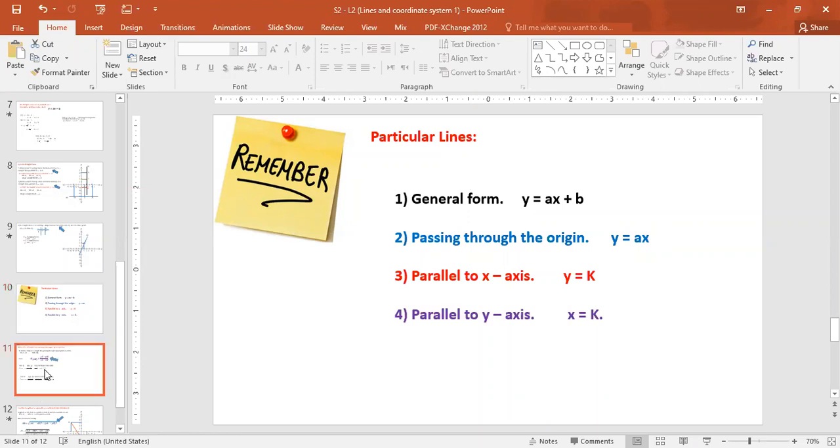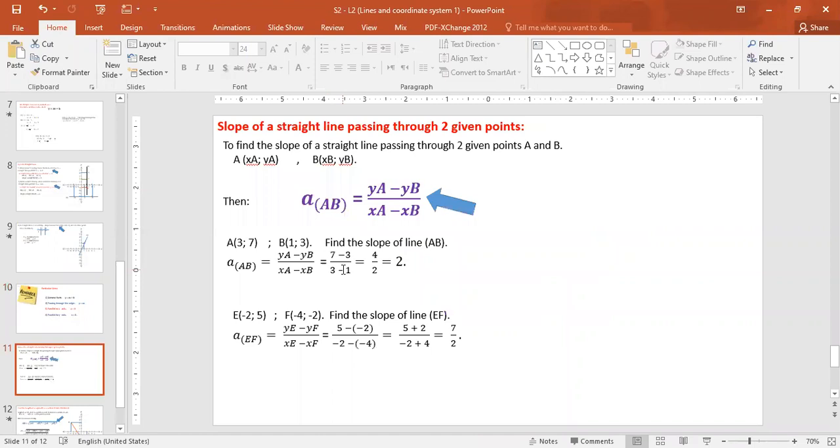Now I will move to a rule. Do you still remember that we said any straight line has a slope? Yes. Any straight line in a system of axes should have a slope, right? Yep. Now I will teach you a rule. How can we find the slope of a straight line passing through two given points? So suppose I gave you 2 points, any 2 points, and I asked you to find the slope of the straight line passing through the 2 points.